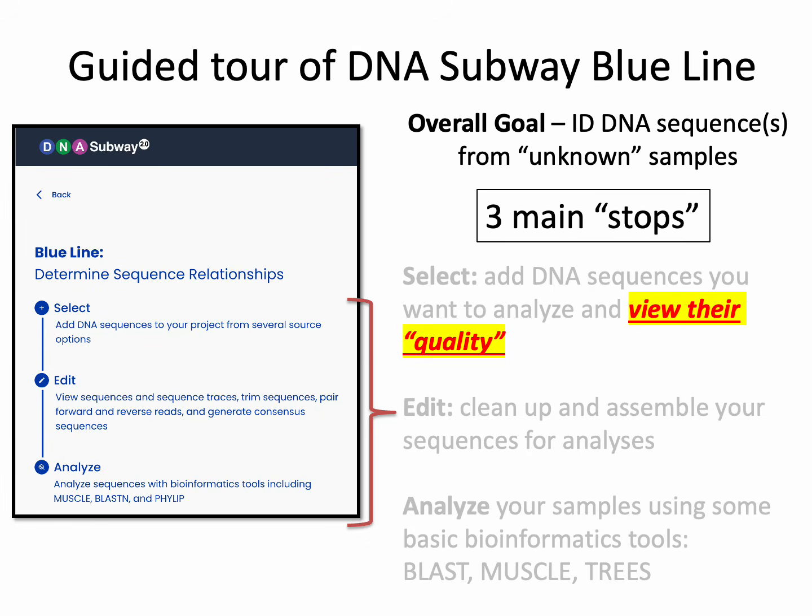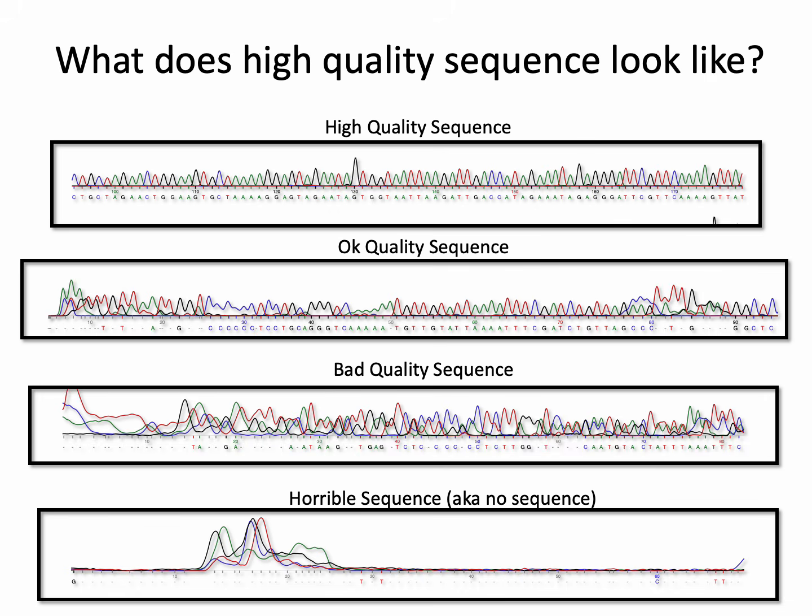So now let's talk about how to view the quality of each of your individual reads. First, let's talk about what high quality sequence looks like. Here you can see 4 electropherograms stacked in order of quality from high down to low.